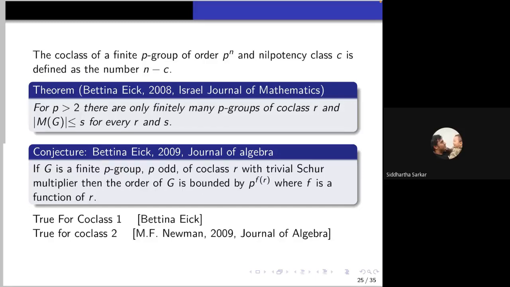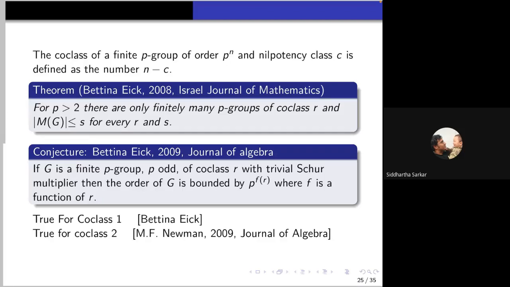I see. But would you be able to say something, for example, if it's not a trivial Schur multiplier, but let's say the order is very small, let's say the Schur multiplier has just order p? Is it still some function of r, or are there problems? So for some small co-class, maybe it is possible to derive such things. I don't know, I'm just asking. I haven't given a thought to it.